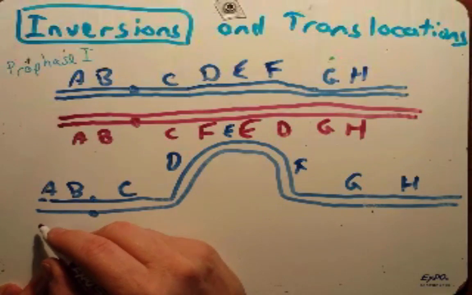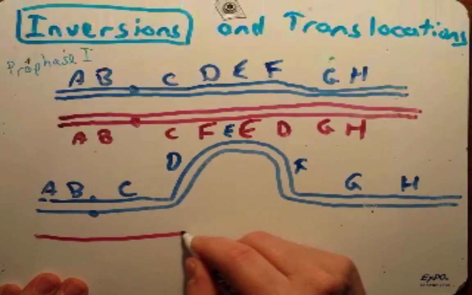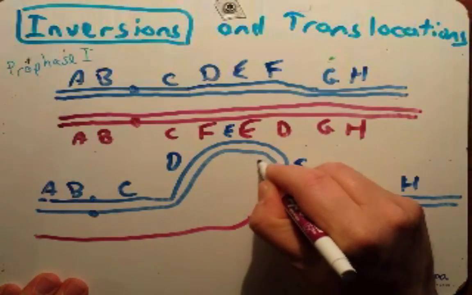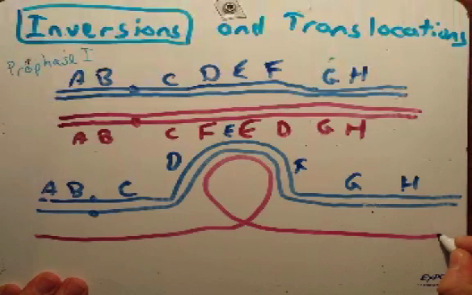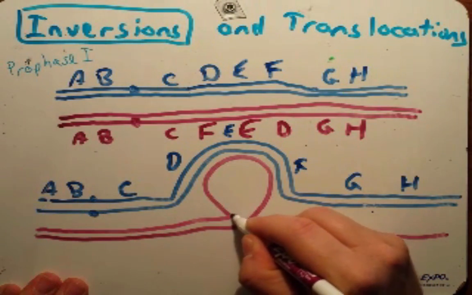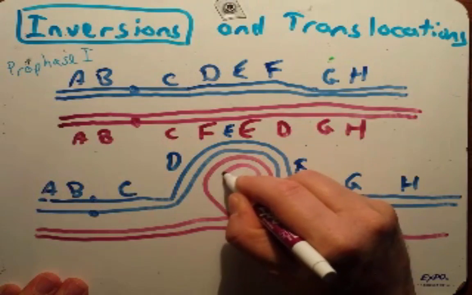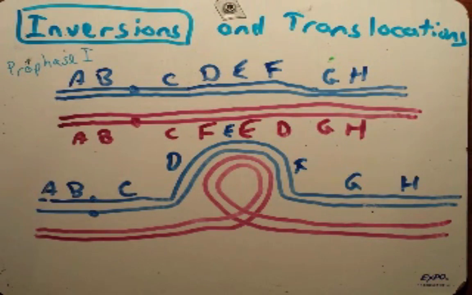So what has to happen is, it comes up around like so, and flips around. Same thing with its sister chromatid, of course. It's got to do the same thing because they're connected with each other, like this.